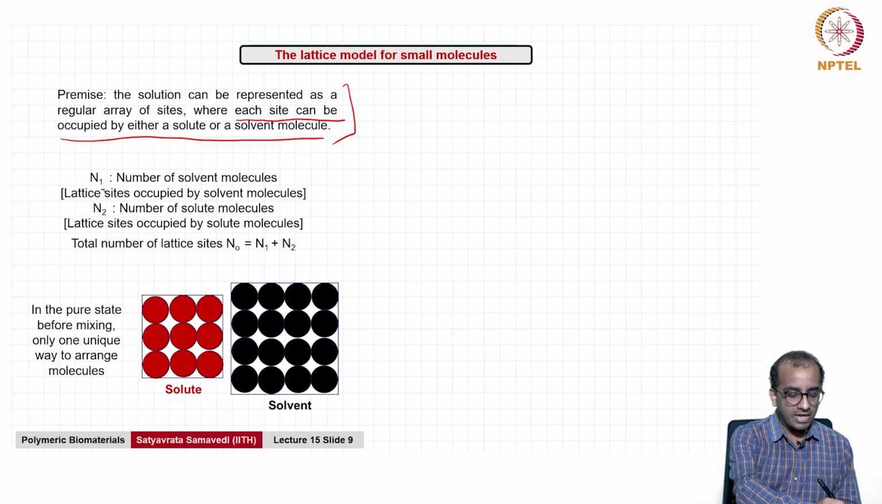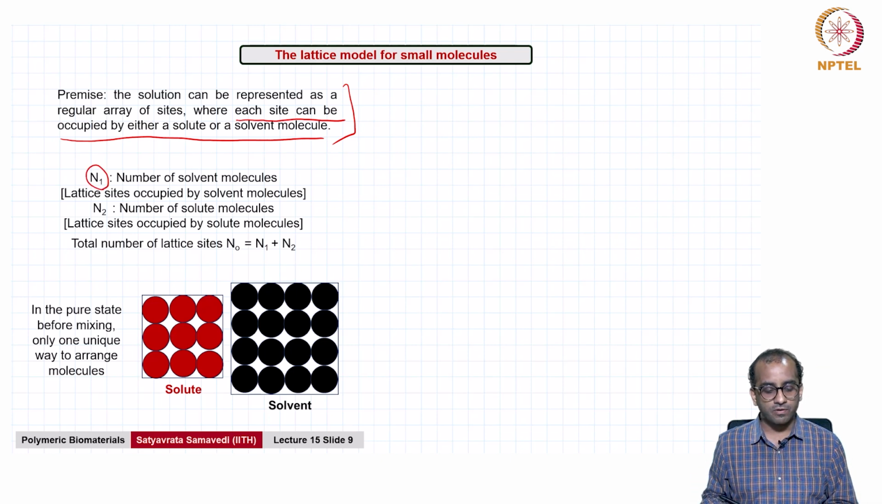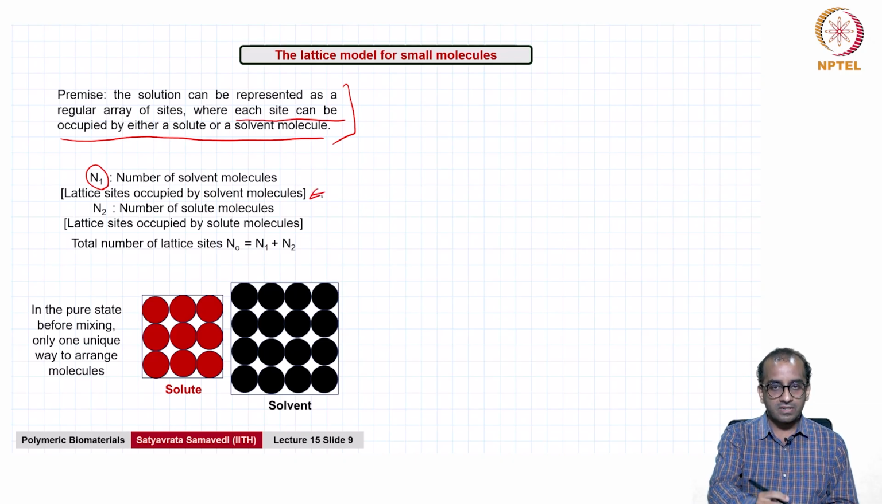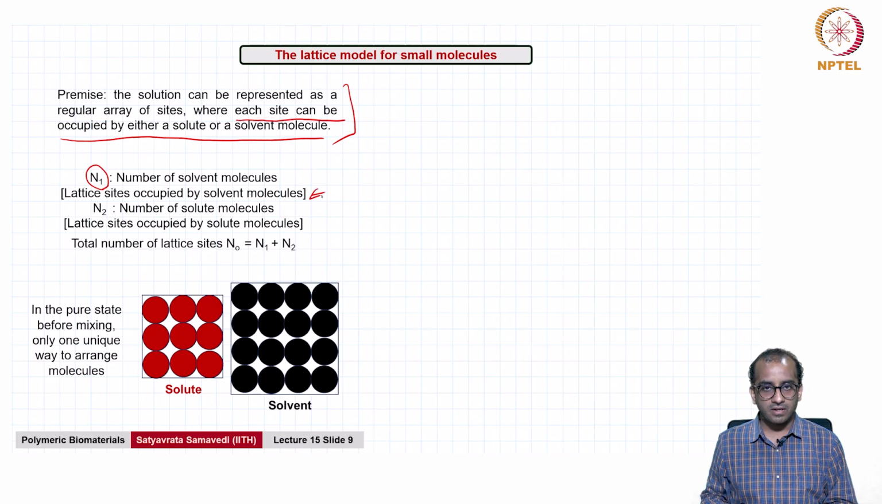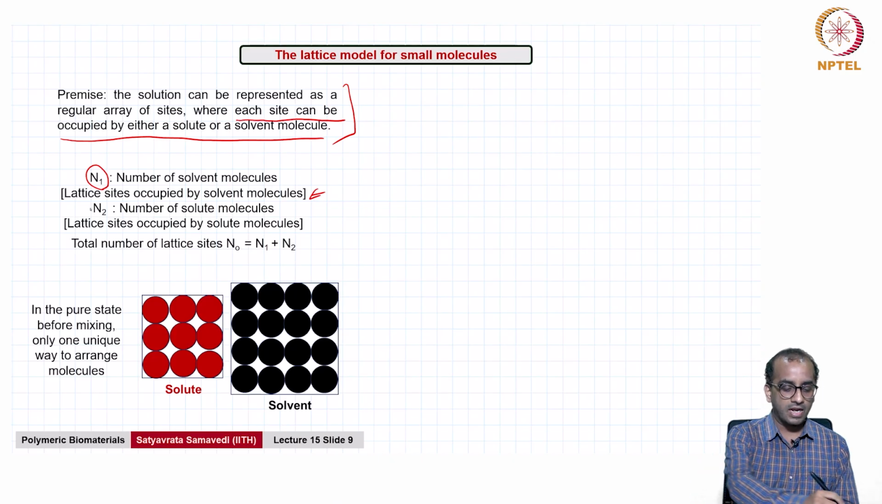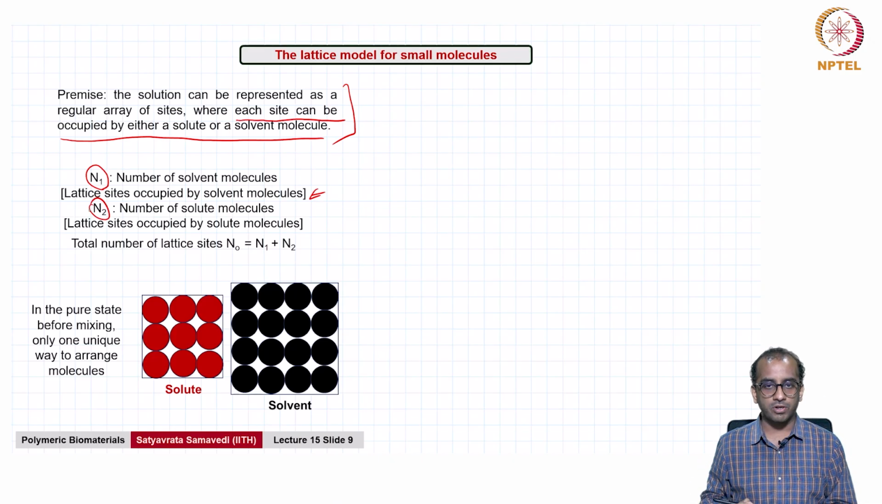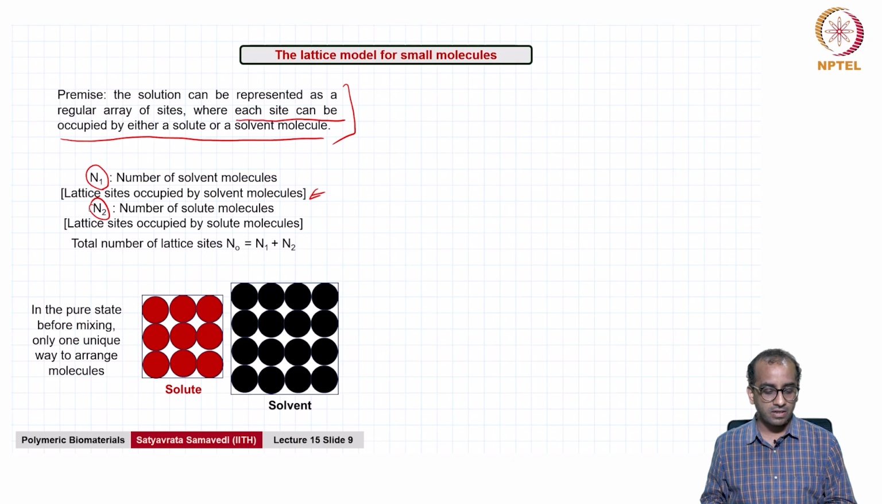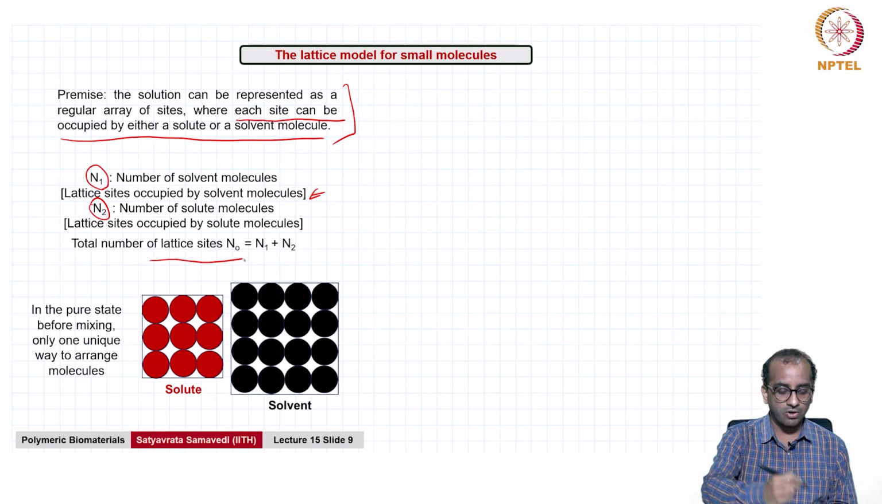If you assume N1, capital N1, is the number of solvent molecules, typically 1, the subscript 1 is used for solvent. N1 sites can be occupied by N1 solvent molecules, and if N2 is the number of solute molecules, where N2 solute molecules can occupy N2 sites, then the total number of lattice sites N0 is given by N1 plus N2.